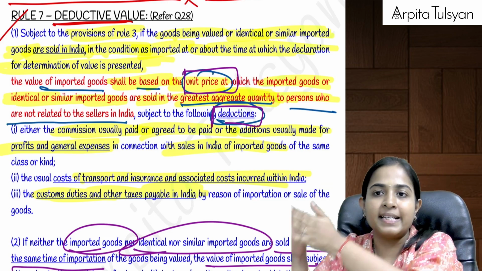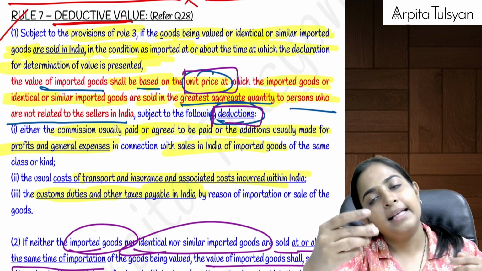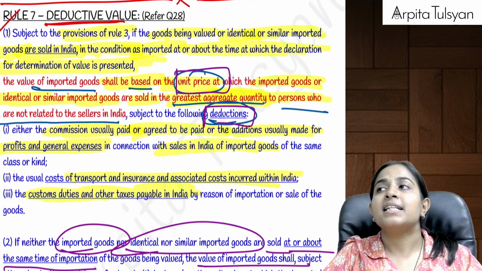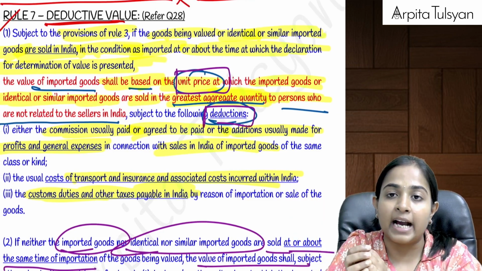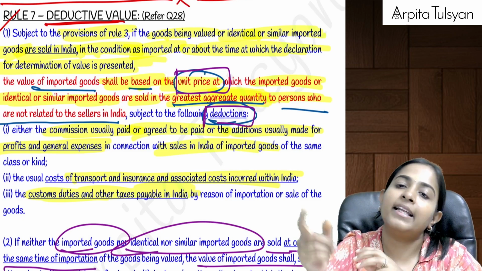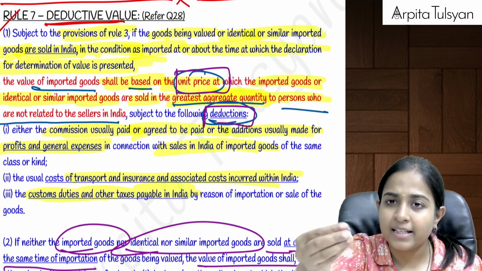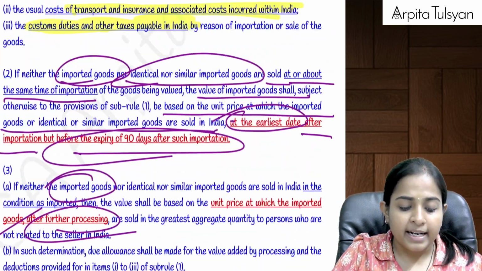So basically from the resale price, we are coming back to the purchase price of some other person. That price will be considered as our transaction value. And suppose the other person had imported the goods and resold them in India after doing some processing, then also subtract the processing expenses. Are you clear with this? Processing charges or whatever it is, that will be subtracted. This is how you get the deductive value.